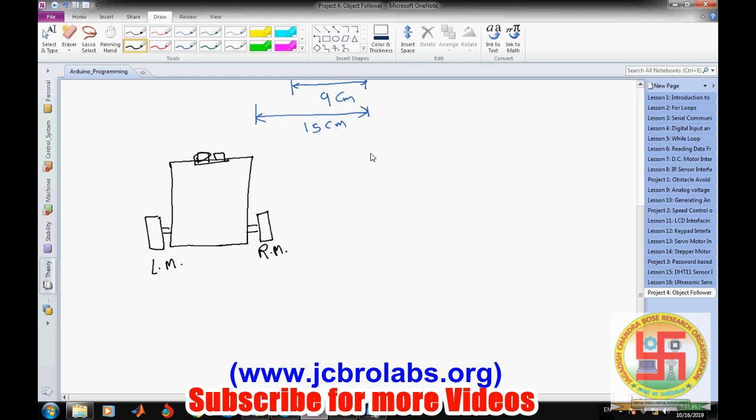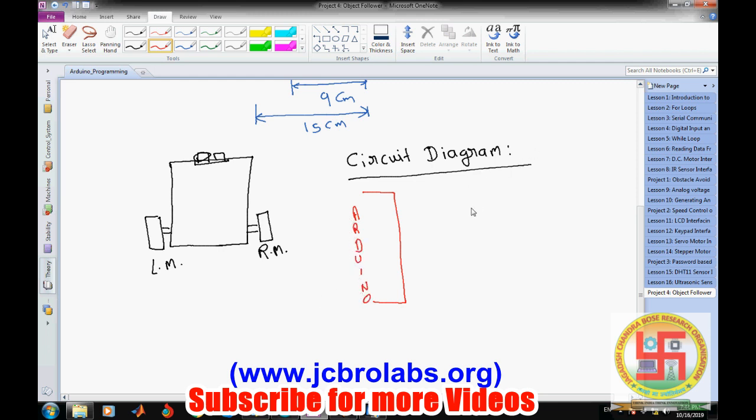Now let's see how we have connected our circuit diagram, or how we have connected these different components to the robot, so that you can replicate it at your end if you are making this one. Here we have our Arduino, and this ultrasonic sensor, as we know, has 4 pins: VCC, trigger, echo, ground. The trigger pin of the ultrasonic sensor is connected to pin number 3 of the Arduino, the echo pin is connected to pin number 2, ground is connected to ground, and VCC is connected to plus 5 volt.